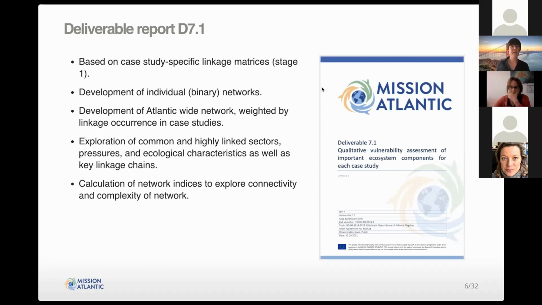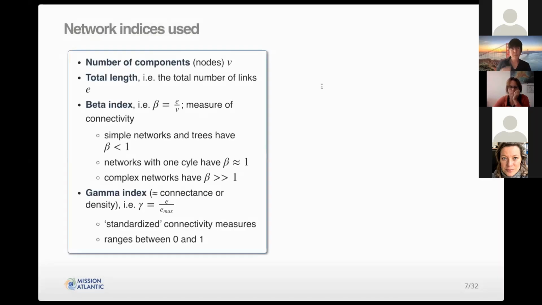On top of that, I also calculated some network indices to explore the connectivity within the network, and to estimate the complexity of the network and see whether it differs between case studies. The network indices I used were not the typical ones that you see in food web models, because we have a different type of model. There is no internal feedback loop that you can add, and it's very hierarchical, with 4 different levels. So I used the indices often used in transportation network theory, where you have unidirectional networks.